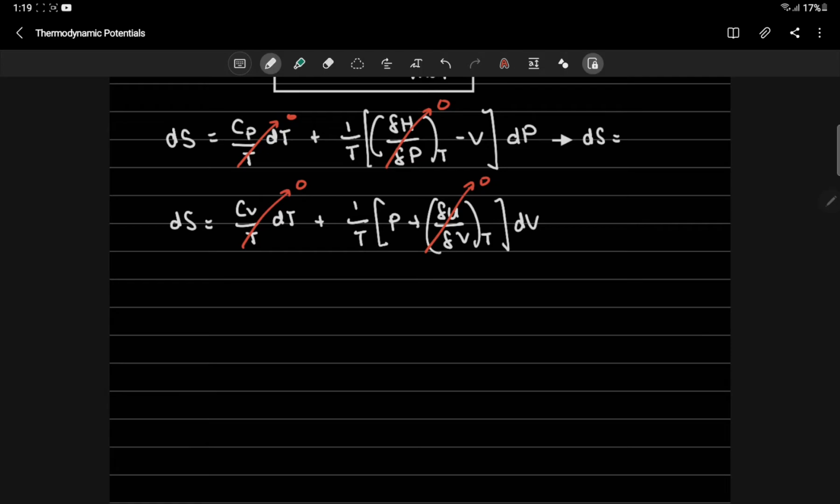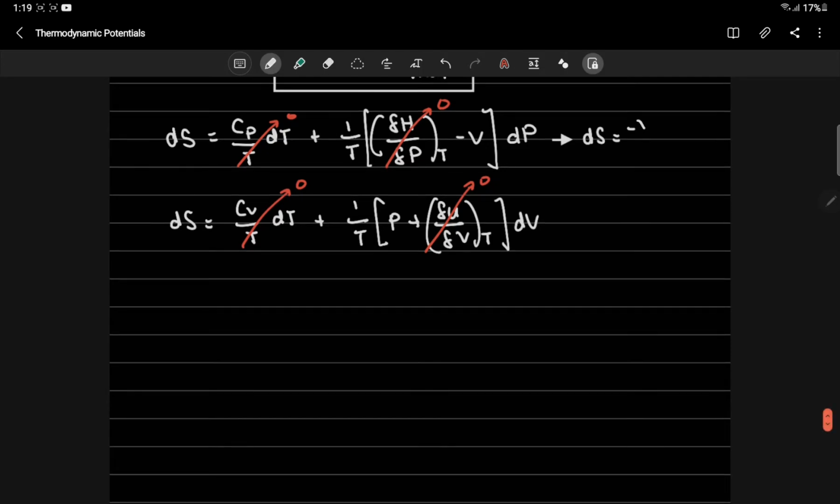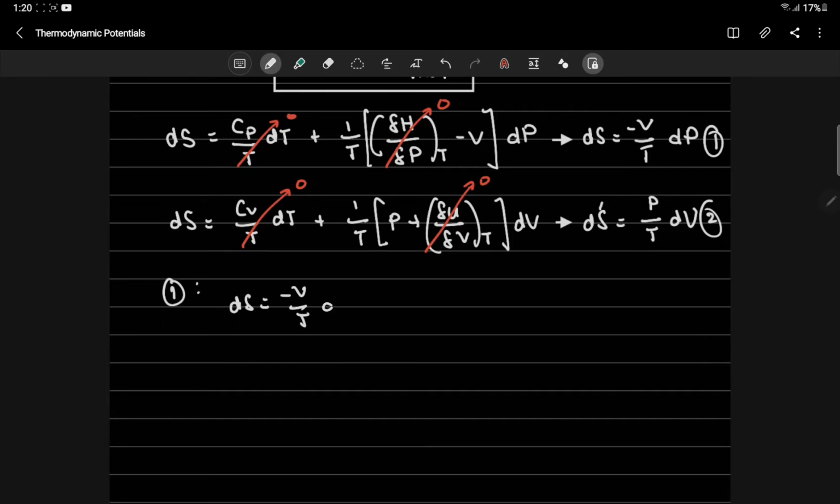So ano na lang matitira, or what will happen to the equation is that it will reduce to, so yung una, magiging ano siya, ang matitira is that dS equals negative V over T dP. Okay? Yung pangalawa naman, ano mangyayari? So it will reduce to dS is P over T dV naman. Okay? So we have here two equations. Alin dyan yung gagamitin natin? So actually, you can use any of these two equations, right? Tawagin natin yung isa as equation 1, yung isa naman ay equation 2. So let's consider equation 1. Okay? Yung dS equals minus V over T dP.